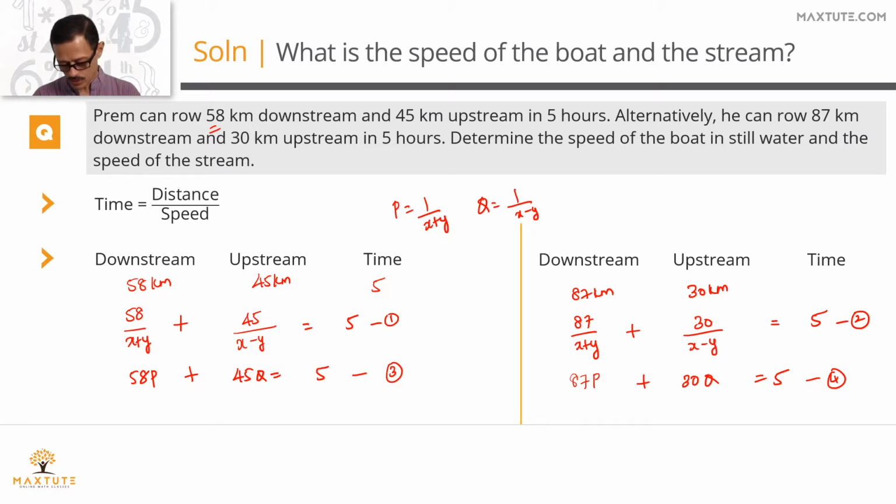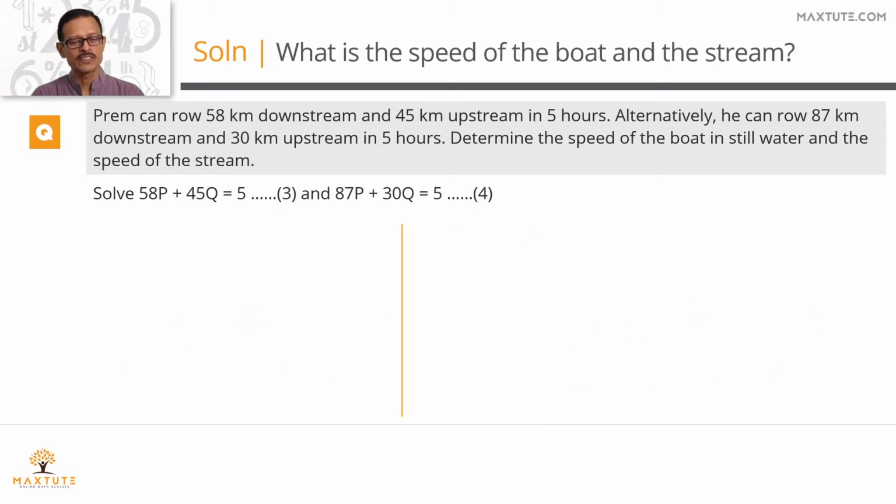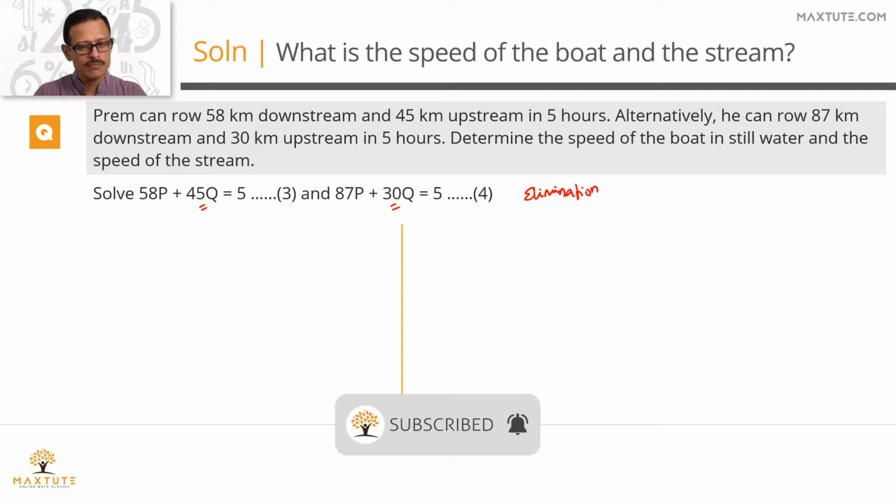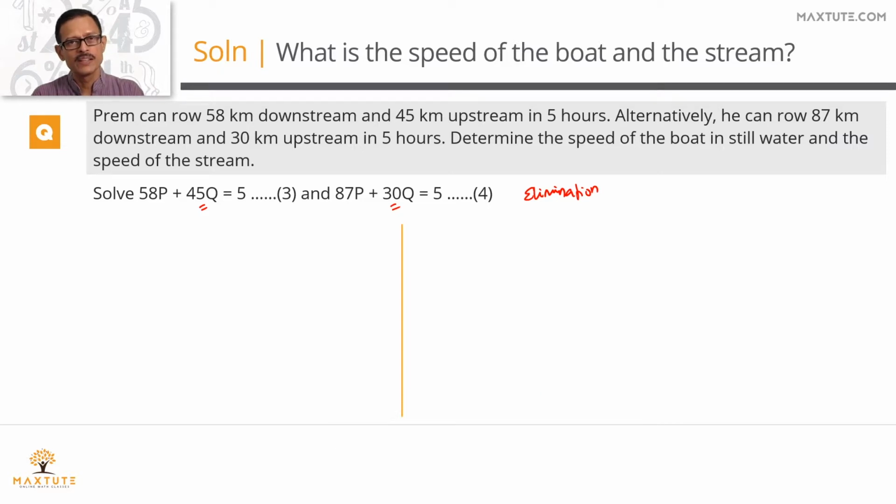Let's get started by solving equations 3 and 4. Equation 3 is 58p plus 45q equals 5. 87p plus 30q equals 5 is equation 4. I'm going to use the elimination method to solve these two equations. We'll have to equate the coefficients of either p or q. q looks a little easier to work with, so let's go by equating the coefficients of q. 45q, 30q. The easiest way is to find the LCM of 45 and 30, which is 90. So let's multiply equation number 4 by 3 initially.